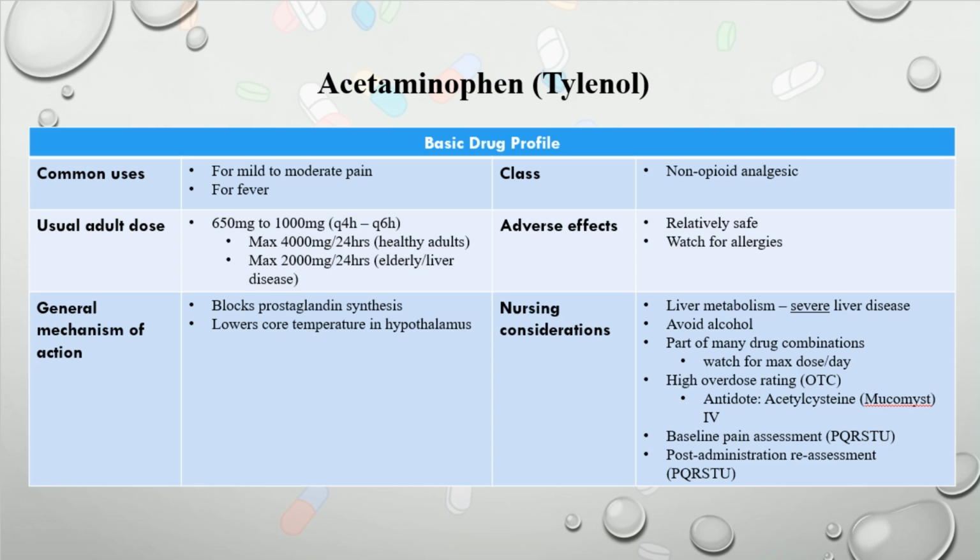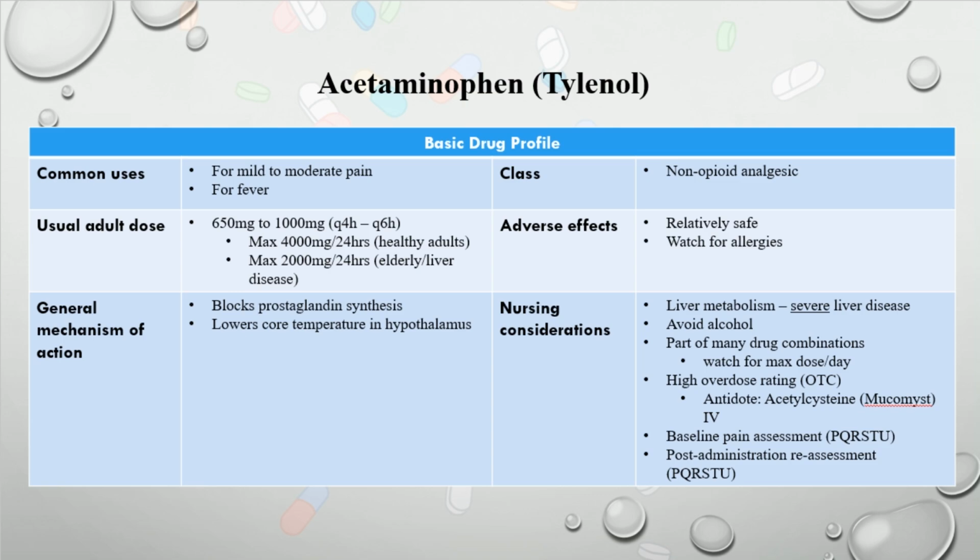And be very mindful that Tylenol is part of a lot of drug combinations. For instance, you have Tylenol and oxycodone, you have Tylenol and codeine, etc. So the amount of Tylenol in those medications should also be added to your maximum 24 hour limit. There's a high overdose rate for Tylenol because it is an over-the-counter medication. One of the antidotes I want to introduce you to is called Acetylcysteine, with a brand name Mucomist, and it's something that we give intravenously to treat patients who have taken a Tylenol overdose.